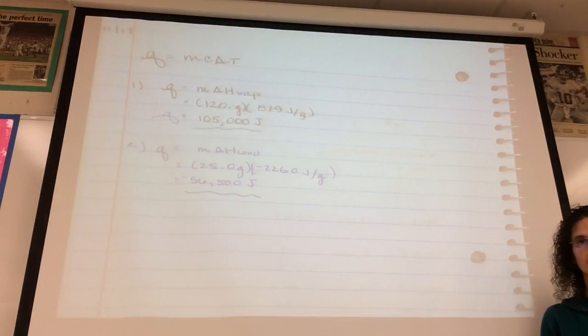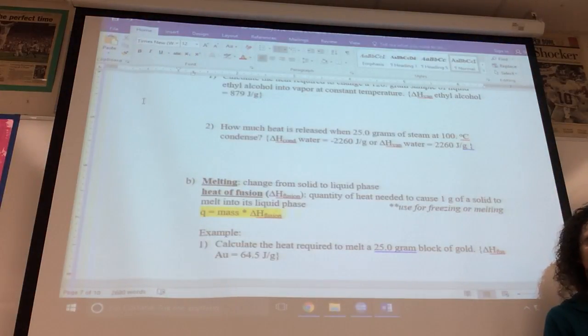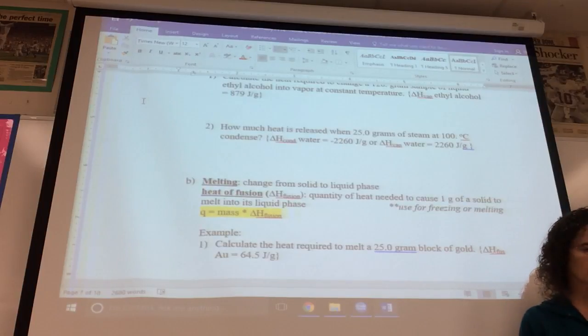Vaporization, boiling, condensing, all delta H of vaporization. All right, melting is a little bit different. We're going to put this all into perspective because we touched on this in our intermolecular force discussion, but we sort of swept it under the table. Now we're going to bring it back to life.